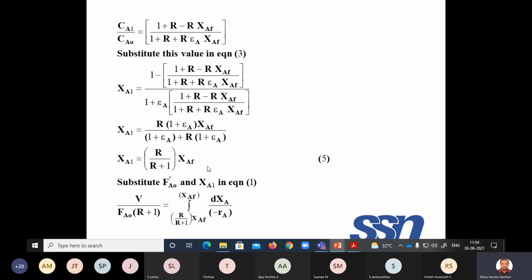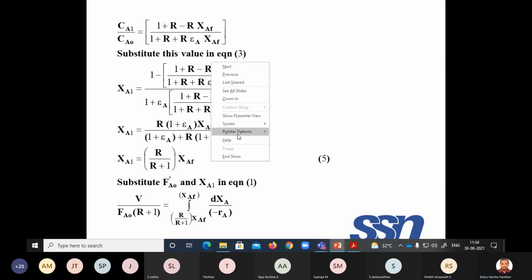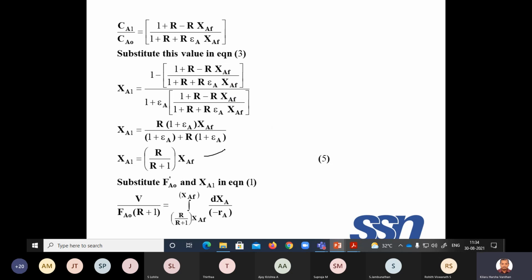This is a beautiful equation. This is a very important equation. XA1 is an unmeasurable quantity, and you are getting it in terms of measurables. You know what is the recycle ratio, what you are going to send. So XAF, you already know what is expected. So based on how much recycle you are giving, your XA1 will change. Any doubt in this, ma?